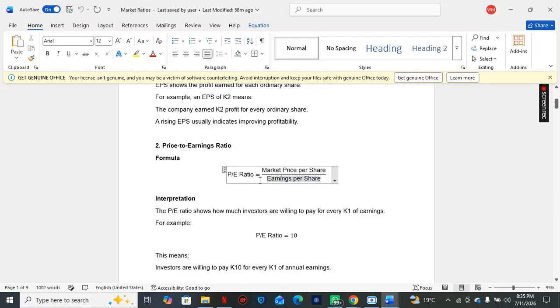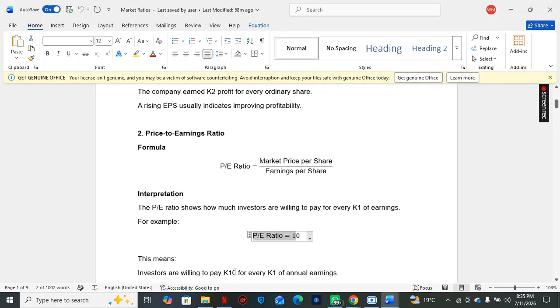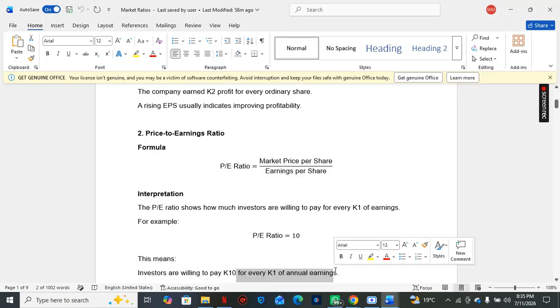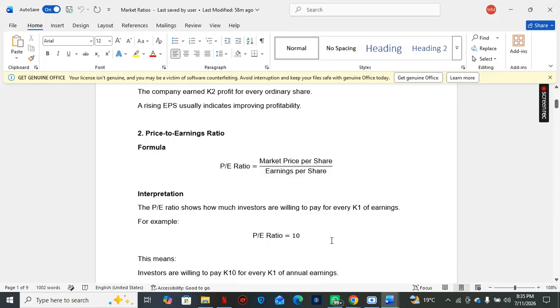So this PE ratio is the market price per share, how much each share is being sold for in the stock market, over the earnings per share. For example, if you have a PE ratio of 10, what it's telling you is investors are willing to pay 10 kwacha for every one kwacha of annual earnings. Any questions, colleagues?